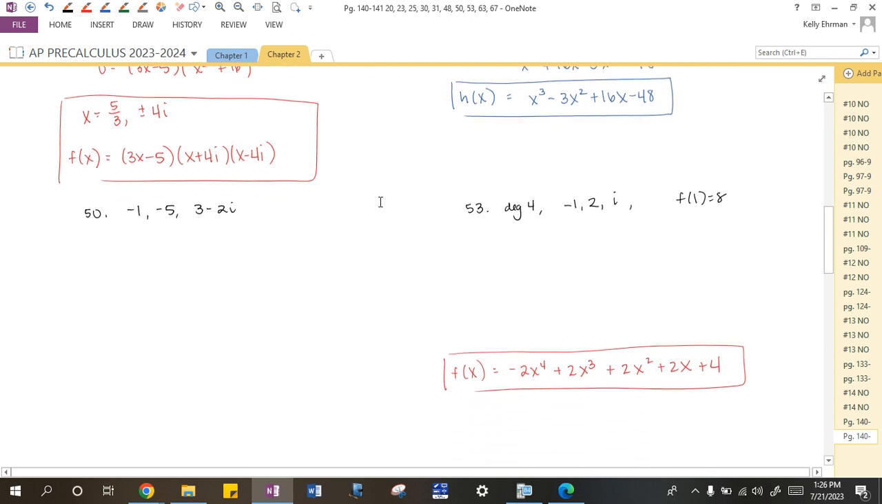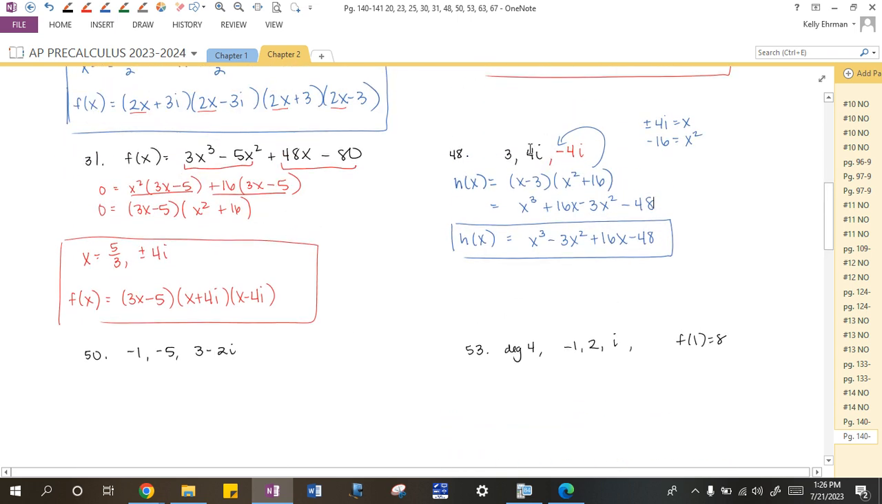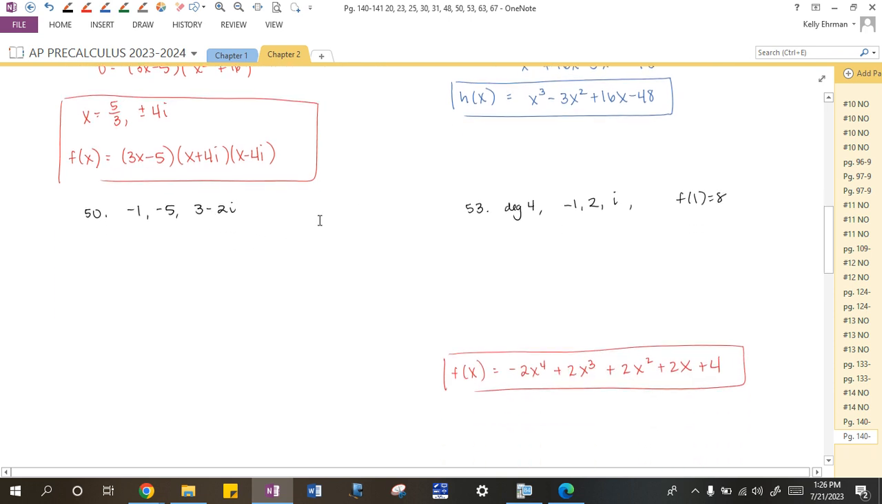All right, same thing for 50, although instead of just a monomial imaginary number, you're given this binomial. So the same thing's true. 3 plus or minus 2i are really the zeros here. So when I start building this thing, x plus 1 is a factor, x plus 5 is a factor, x minus, I'm just going to make it 3 plus 2i, and x minus 3 minus 2i.